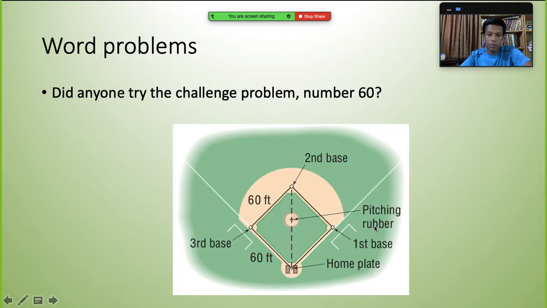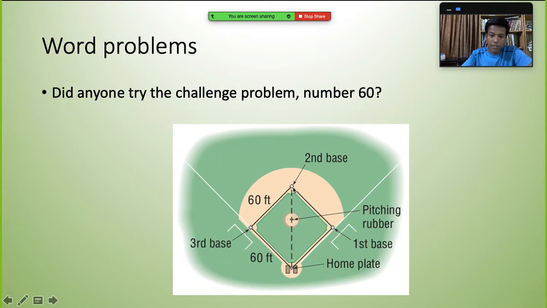So these word problems are from our previous lesson, 1.1, and this one is problem 60. Problem 60 is related to little league baseball. The layout is given, and you will have to find out the diagonal. So basically you may already have tried it. This is an application problem and a little bit of an optional challenge problem.